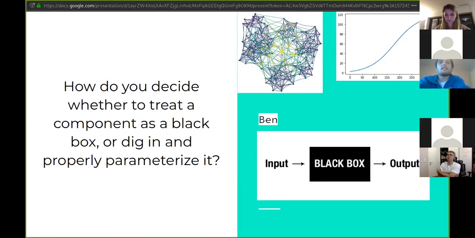Yeah, obviously, we don't all have the mathematical or engineering background necessarily to properly mathematically model a component, but you can often make some basic assumptions about the components that enable you to treat it as a black box.